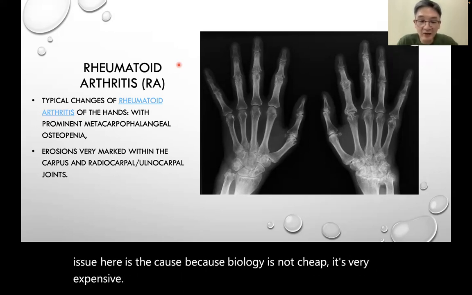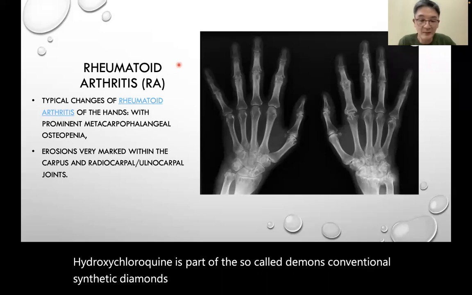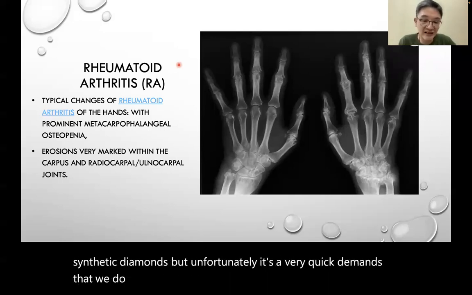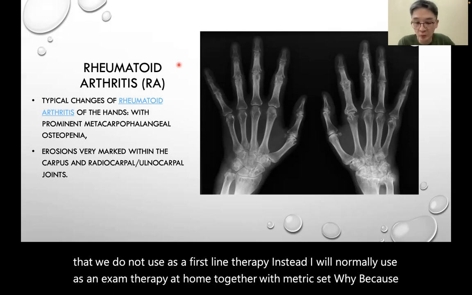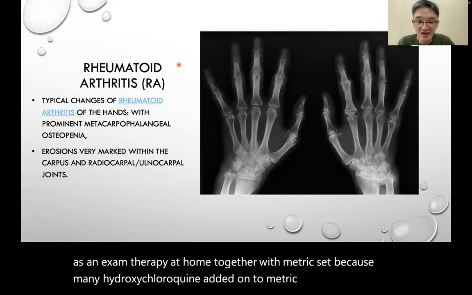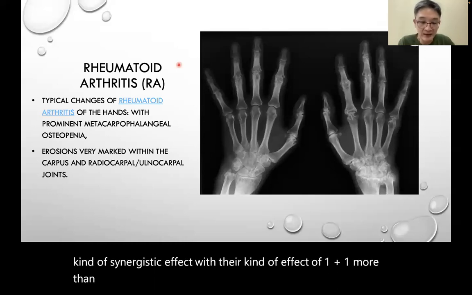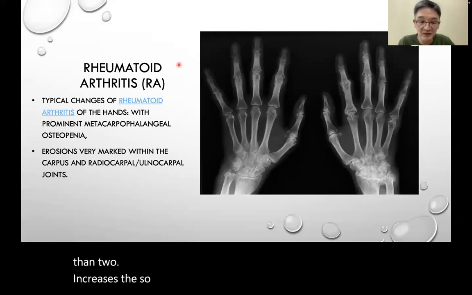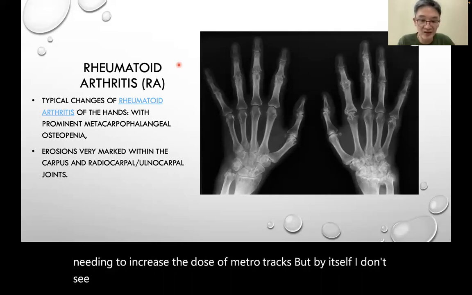Hydroxychloroquine is part of the so-called conventional synthetic DMARDs, but unfortunately it's a very weak DMARD that we do not use as a first-line therapy. Instead, I will normally use it as an adjunct add-on together with methotrexate. Why? Because hydroxychloroquine added on to methotrexate will give a synergistic effect, where 1 + 1 is more than 2. It increases the potency of the methotrexate without needing to increase the dose of methotrexate. But by itself, hydroxychloroquine is not really a strong DMARD.